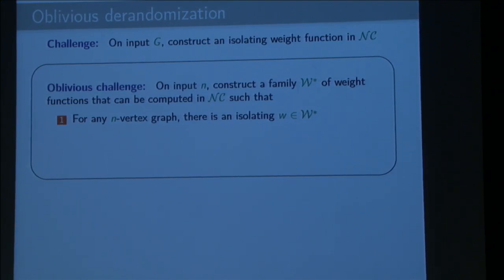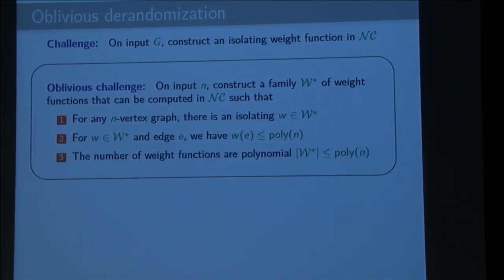Now I need to have two constraints on the weight function I construct. Because I want the algorithm to run fast, I want them to be polynomially bounded. Remember, in the second step, we replaced by 2 to the power of WE. And then when we run this in parallel, we will just try all the weight functions in parallel. We are guaranteed that one of them will work if the first condition holds. So we want that the total size of the set is bounded.